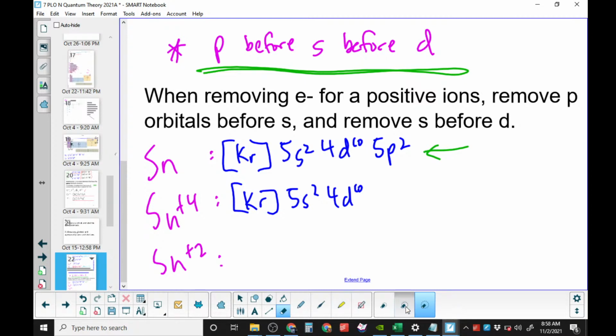That's an awfully big eraser. And then we have to take out 2 more. So where would you take out the next 2? 5s2. So we take it out there. So it's krypton 4d10.